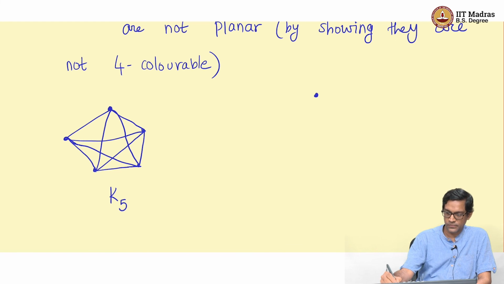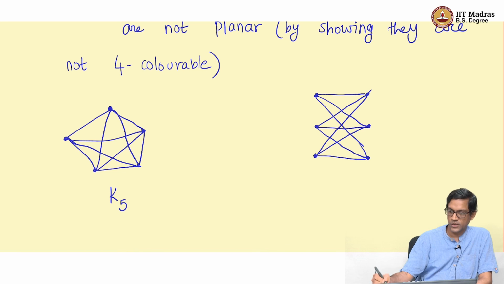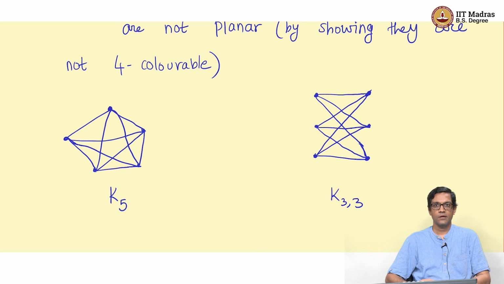And here is another interesting graph. So, you draw 3 vertices on one side, 3 vertices on the other side, and you connect all vertices on the left with all vertices on the right. Okay, so this graph, sometimes called K33, the complete bipartite graph, again show that this cannot be colored using just 4 colors. And as a corollary, conclude that neither of these graphs can be drawn on the plane, no matter how hard you try. Okay.